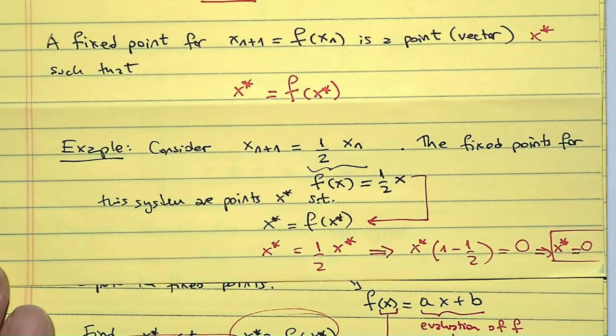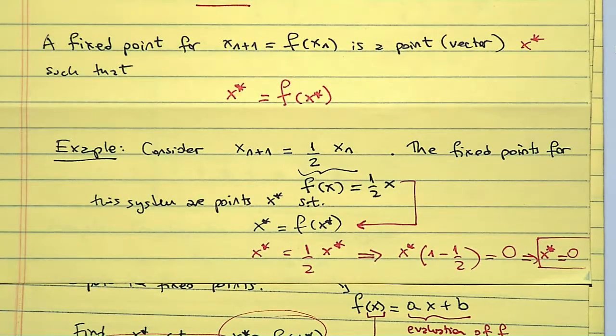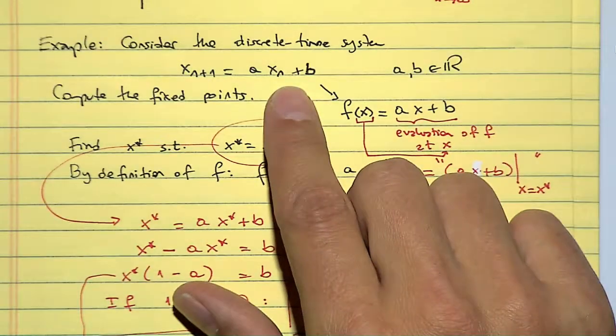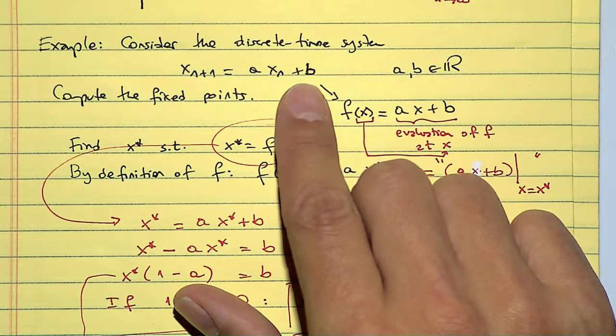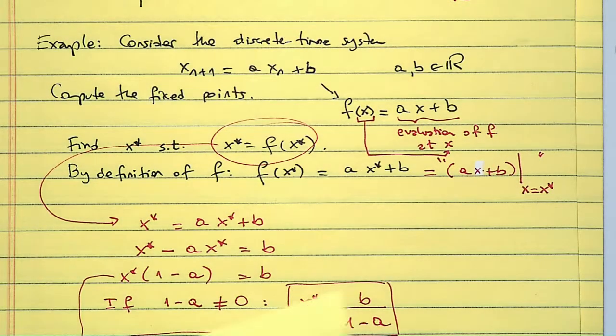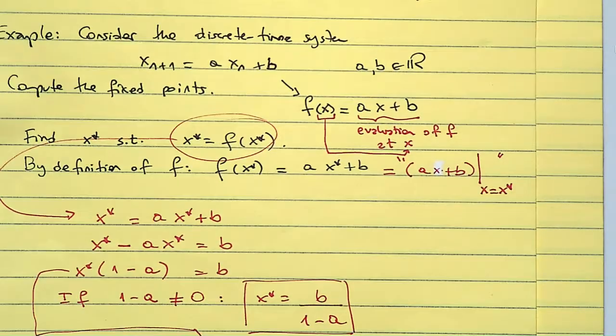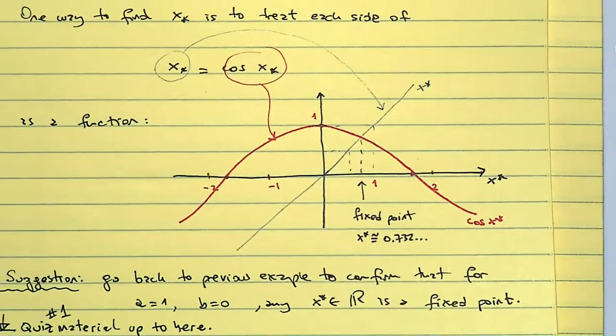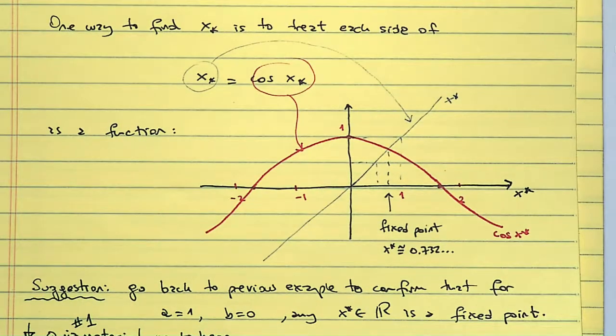Okay. x star equals cosine x star, equals f of x star. Good. So that is to find the fixed points. And we did a few examples. We did the example of a xn plus b. We found all the fixed points for different values of a and b. And I suggested a way to do the fixed points for the cosine, which is a graphical way which could be useful in most problems.